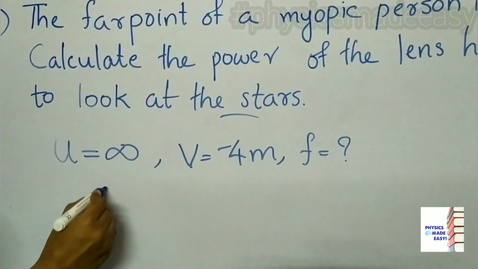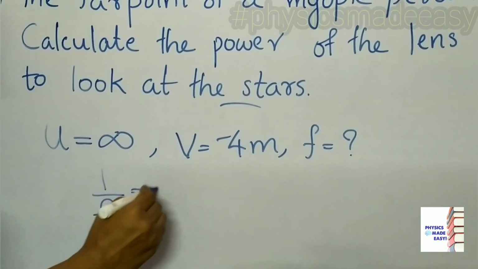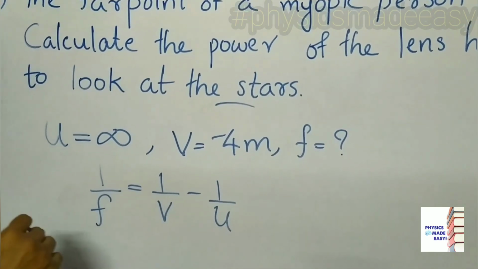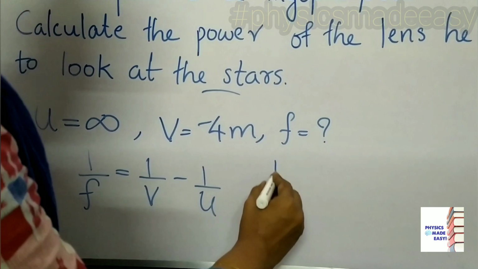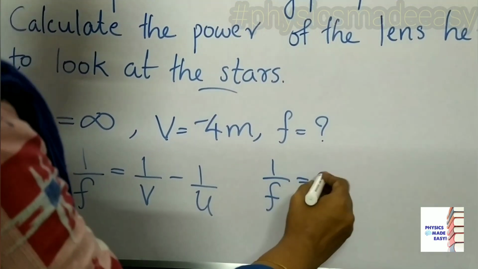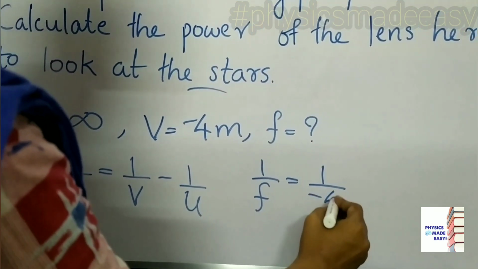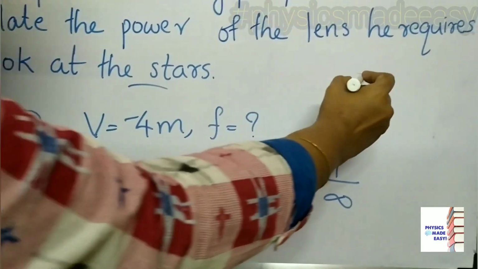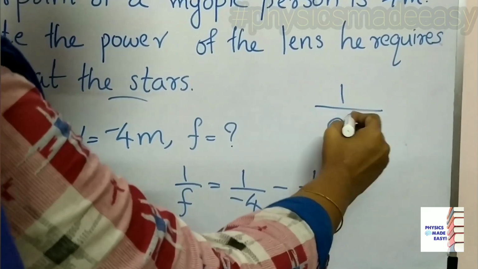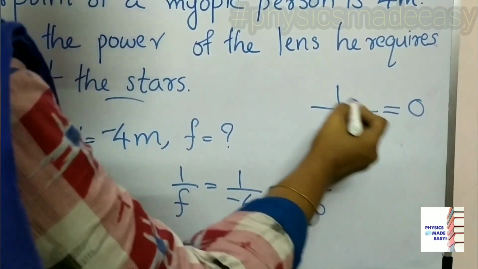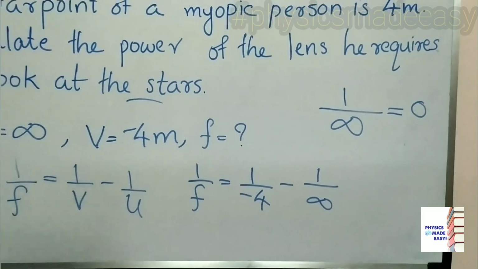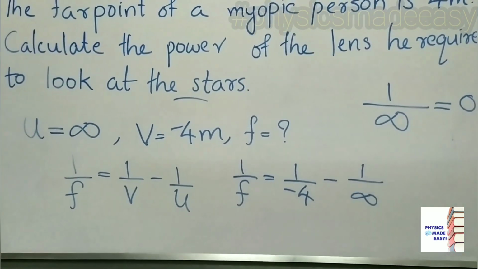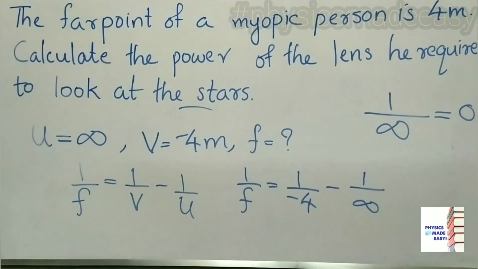Here we can use our lens formula, that is 1 by f is equal to 1 by v minus 1 by u. Then substitute the values. Then here you can see 1 by f is equal to 1 divided by minus 4 minus 1 divided by infinity. You know 1 by infinity is equal to 0. Why? If you compare that 1 with infinity, it is very much smaller than infinity. So you can write 1 divided by infinity as 0.